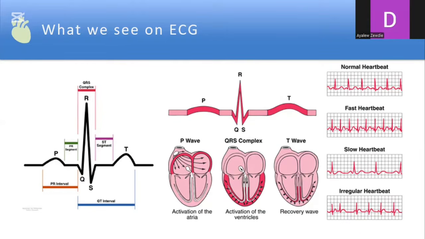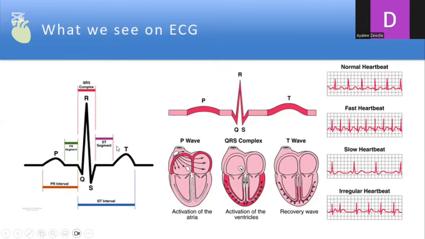The other one is the interval. The first, which contains the P wave within segments, is called the PR interval. The PR interval includes the P wave and the PR segment, whereas the QT interval contains the QRS complex, the T wave, and the ST segment.